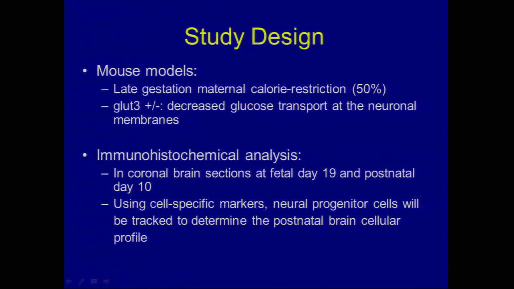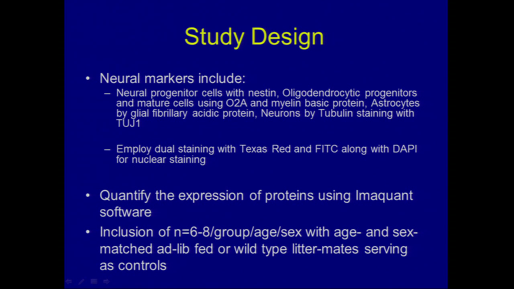We performed immunohistochemical analysis in coronal brain sections at both fetal day 19 and postnatal day 10, and we used cell-specific markers to track the brain cellular profiles. Some of the neural markers that we used were nestin, which stands for neural progenitor cells, O2A and myelin basic protein for oligodendrocytic progenitors and mature cells, GFAP that marks astrocytes, and tubulin, which helps identify neurons. We employed dual staining with Texas Red and FITC along with DAPI for nuclear staining.